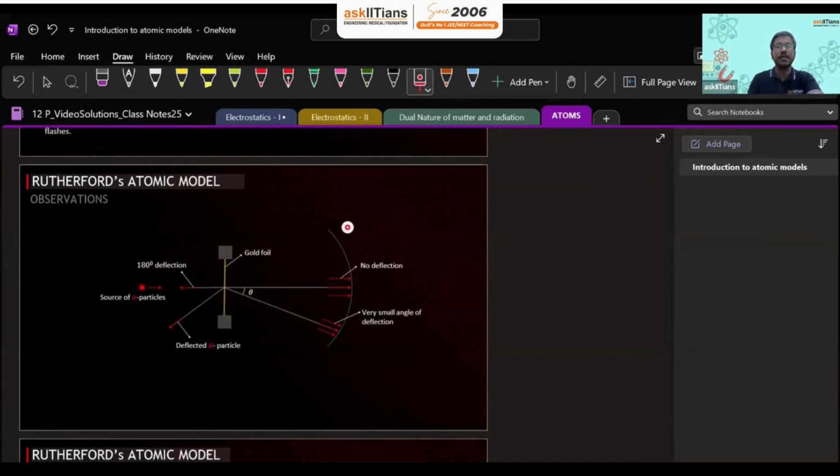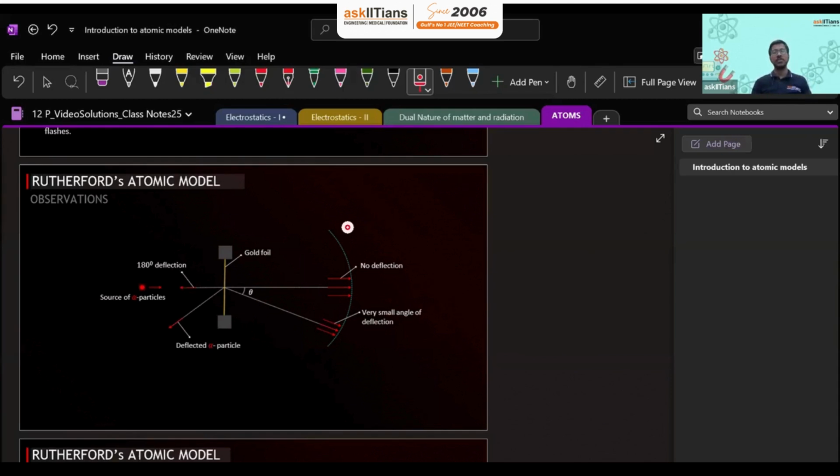Now, as you can see, this gives you a proper idea. This is the source of the alpha particles emitting in this direction. Alpha particles pass through the gold foil. You can see the majority of alpha particles get past the gold foil without any significant deflection, almost no deflection. Now, there are some alpha particles which get deflected at a small angle. Very few have an angle of deflection greater than 90 degrees. And very rarely you can find a few alpha particles which get reflected by almost 180 degrees. So what does that tell you?